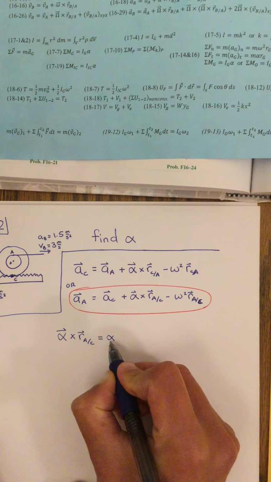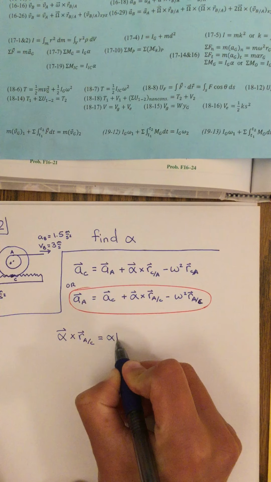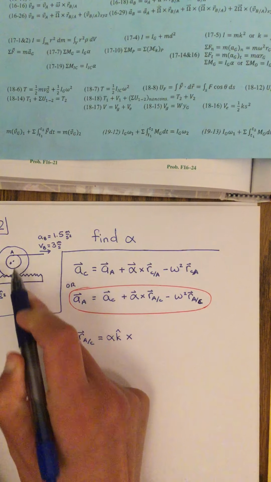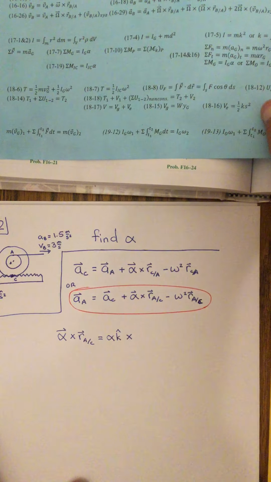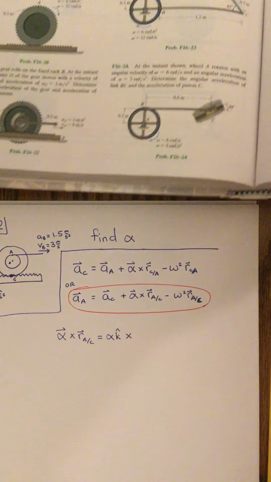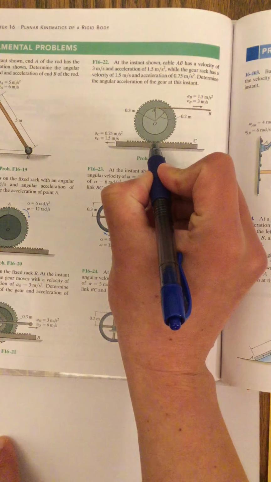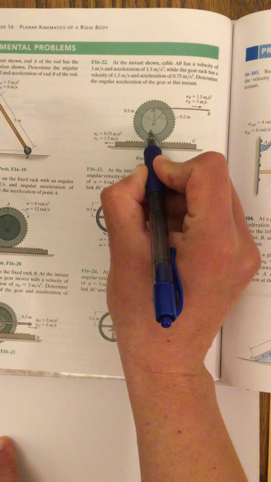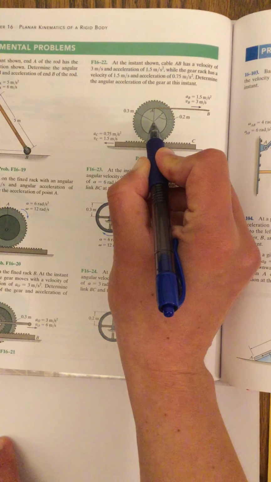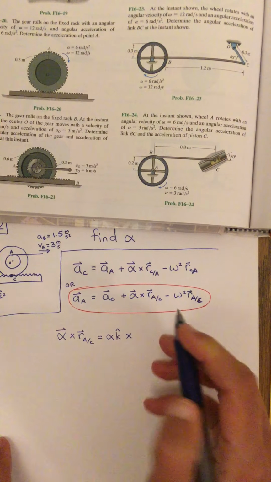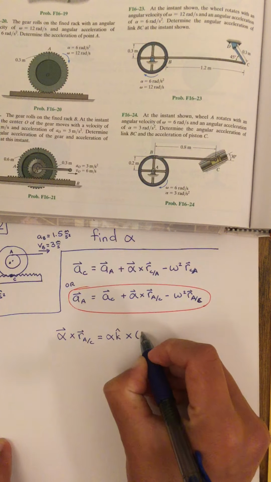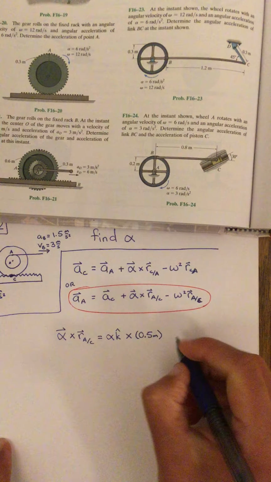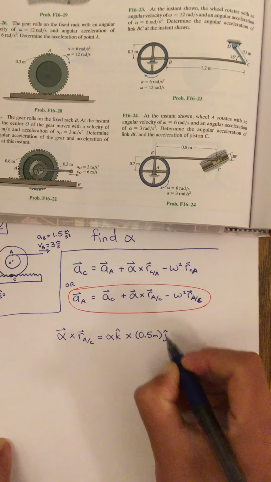So the angular acceleration, which could be positive or negative in the k-hat direction, crossed with the position of A with respect to C. So that's pointing to point A from point C. If I go back to the book, if I say this is point C, I'm going all the way to point A. The inner radius is 0.2, the outer radius is 0.3, so that's 0.3 from here to here and 0.2 from here to here. So the whole distance is 0.5 meters. And since we're going to point A from point C, that's in the positive j-hat direction.